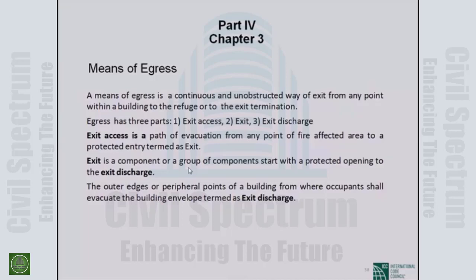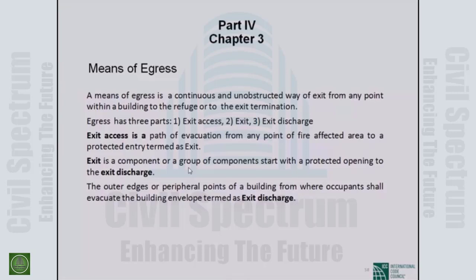So egress is a very elaborate description of how, when a fire incident happens, an occupant goes from his own point to the exit discharge. That means the safe place where he is standing, which is outside of the building in some defined area which is totally safe. So egress means the path from the starting point of any person in the building, from anywhere, to the outside of the building, on the road or in the courtyard, the safe yard. That total length is the means of egress.